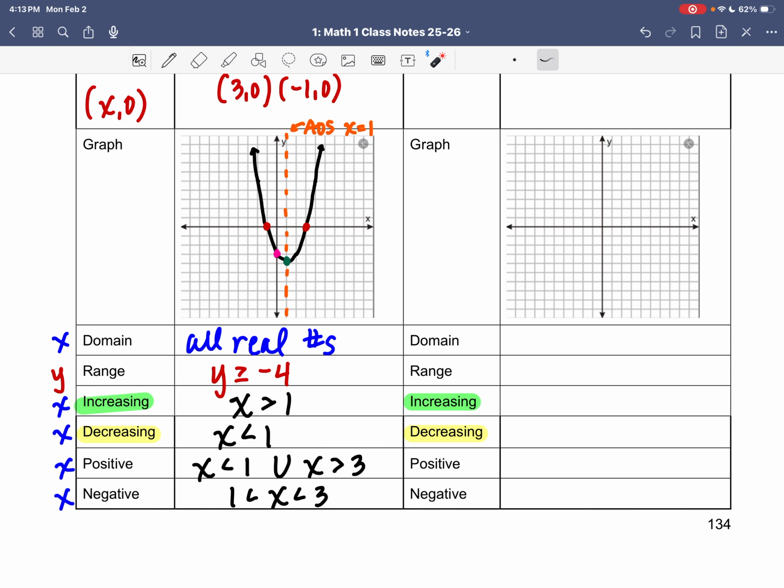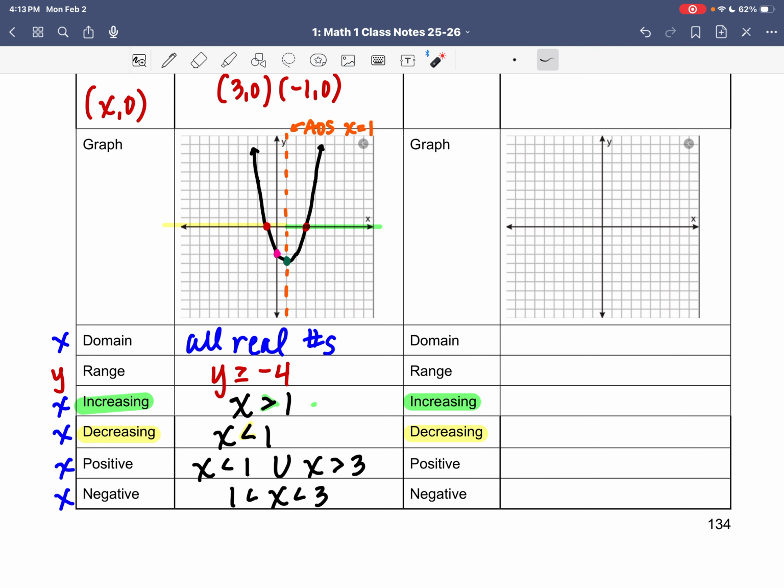Now for increasing, again, you're looking at your x's. So it's starting to go up from here to there. So that would be x is greater than or equal to 1. And then it's decreasing from here to there. So it's going to be x is less than 1.